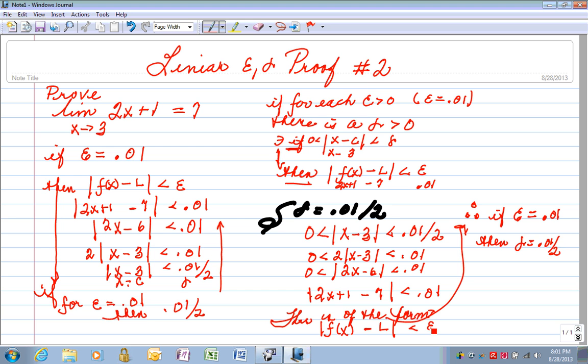Now look at it. You worked backwards, then you worked forwards with a supposition. That QES means supposition. When you get to your then, you make a statement. This is of the form of the then of the original definition. Therefore, if epsilon equals 0.01, which was given, then delta is 0.01 over 2.